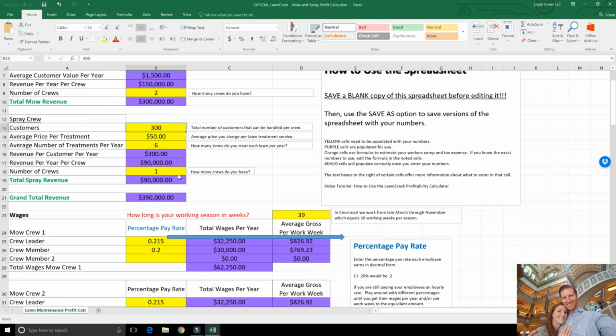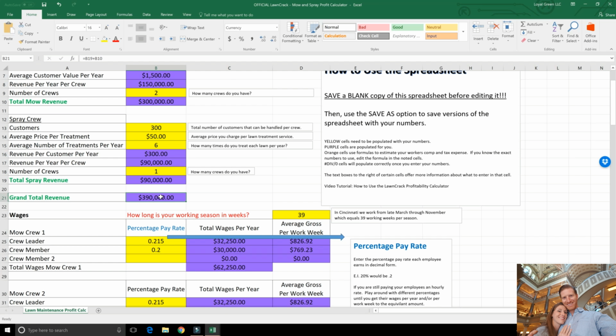On the spray side, I just have one spray crew. If you jump down here, he can spray more lawns because he only does them 6 times. It's usually a little quicker than a mowing service. Our price is about the same. So 300 customers for our one spray crew, $50 average price, 6 times a year. $300 is the value of a customer per year. Since we have 300 of them, that's $90,000 in revenue. Total mow and spray revenue this year we're looking at $390,000.